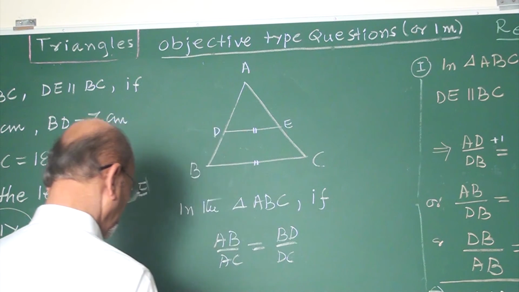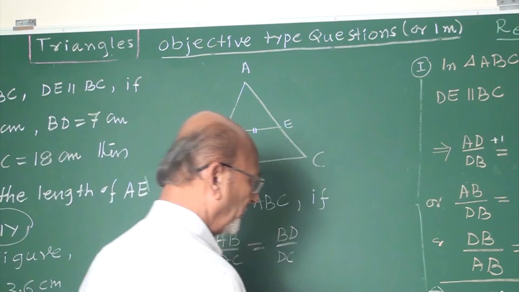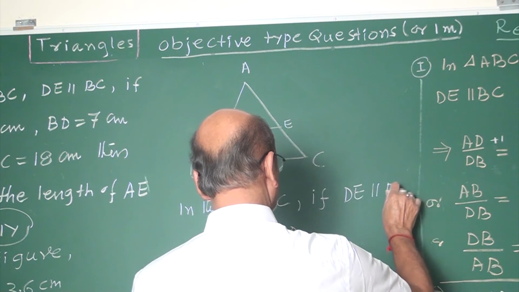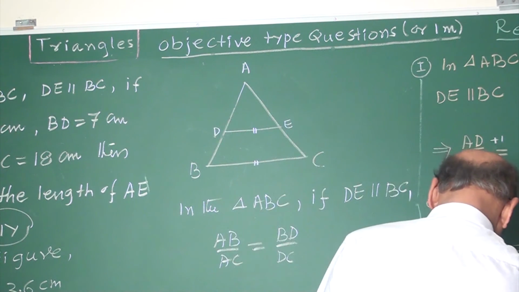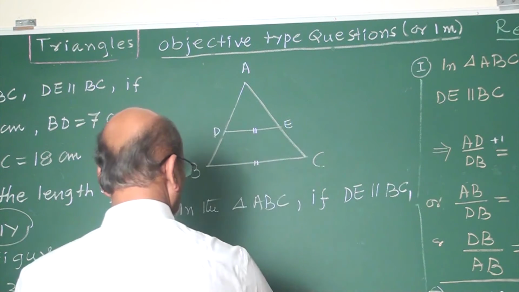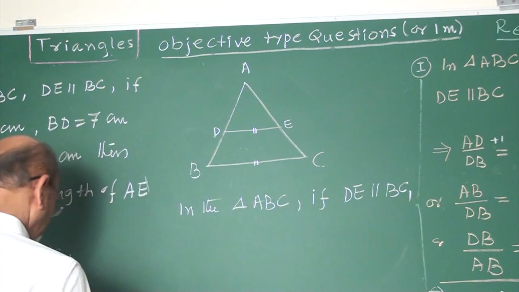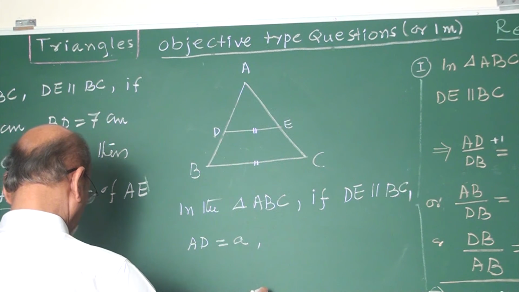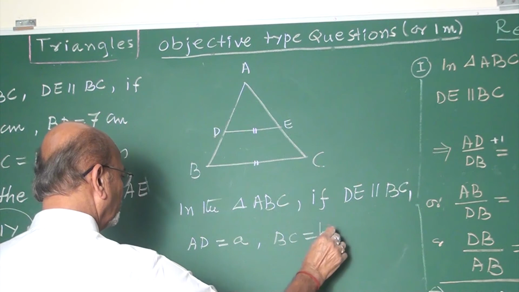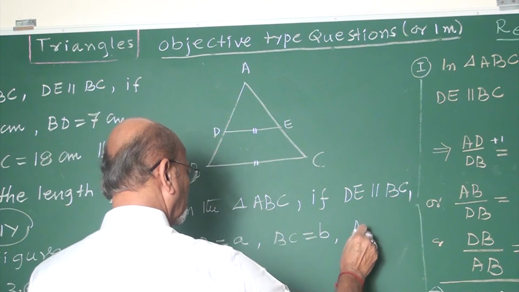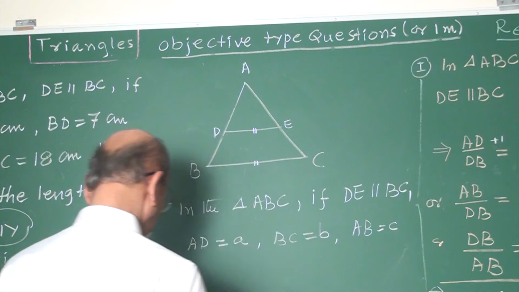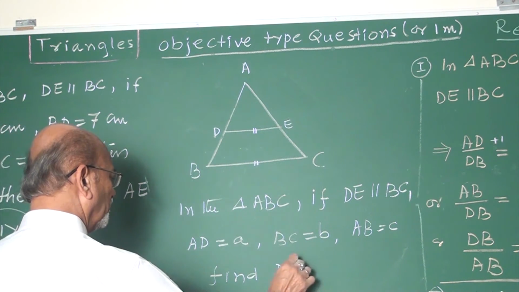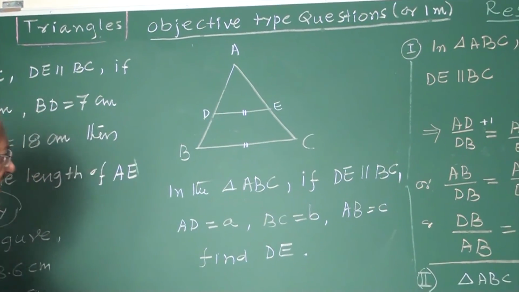In the triangle ABC, if DE is parallel to BC, and, my friends, given AD is small a units, BC is small b units, and AB is c units, then find DE. Instead of numbers, my friends, it is given in letters. Again, same thing.